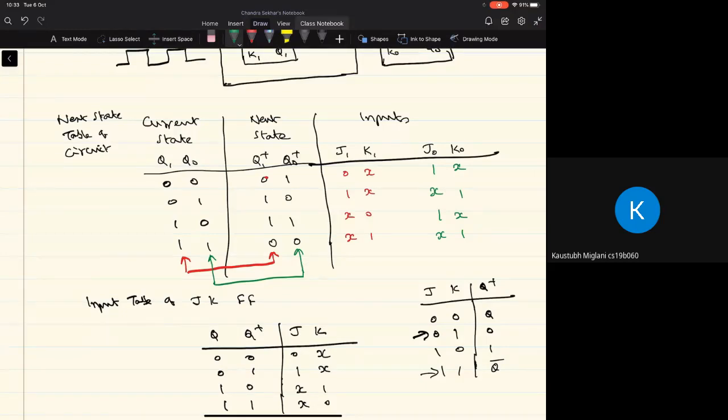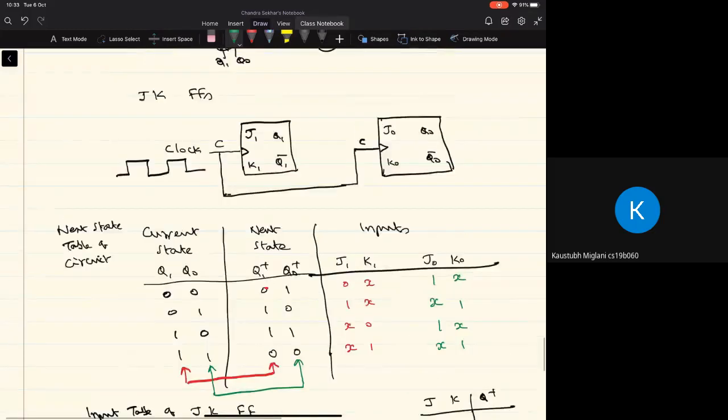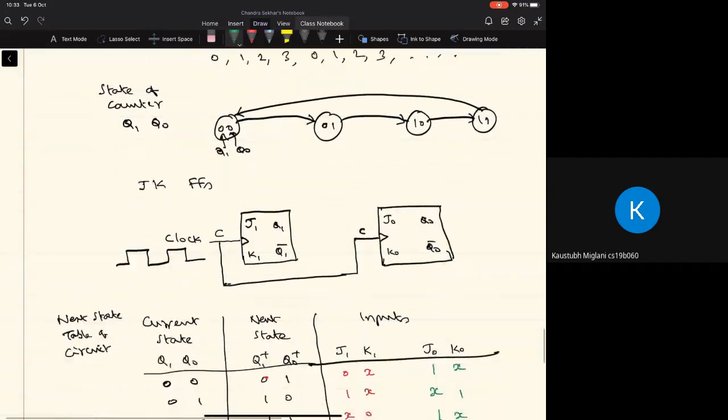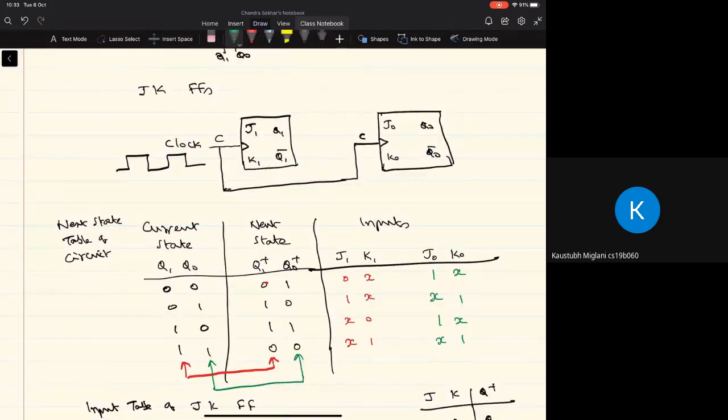So basically the entries for the inputs of the circuit that we want to design are derived from the input table of the JK flip-flop, which are used after I know what is the change in the state of that flip-flop in the next state table of the circuit, right? So what we are doing is very simple. First, we get the state transition diagram, and from the state transition diagram, I get the next state table of the circuit. Once I get the next state table, I come up with the specification of the inputs, right, which will give me the change of state as given in the next state table of the circuit.